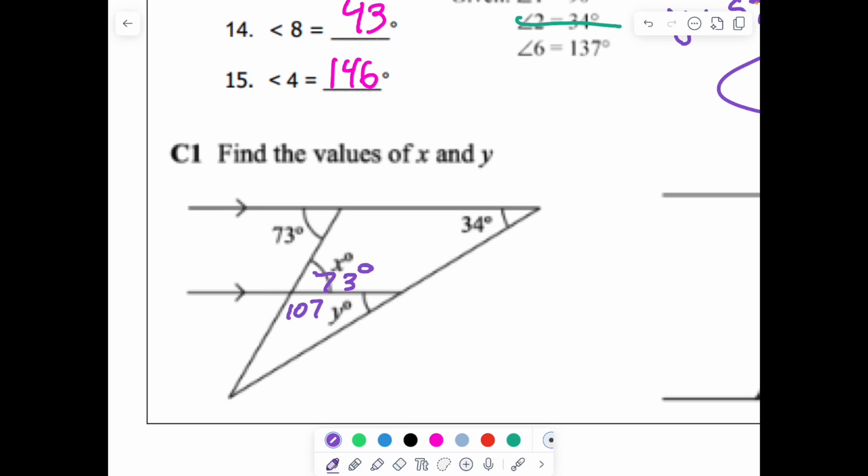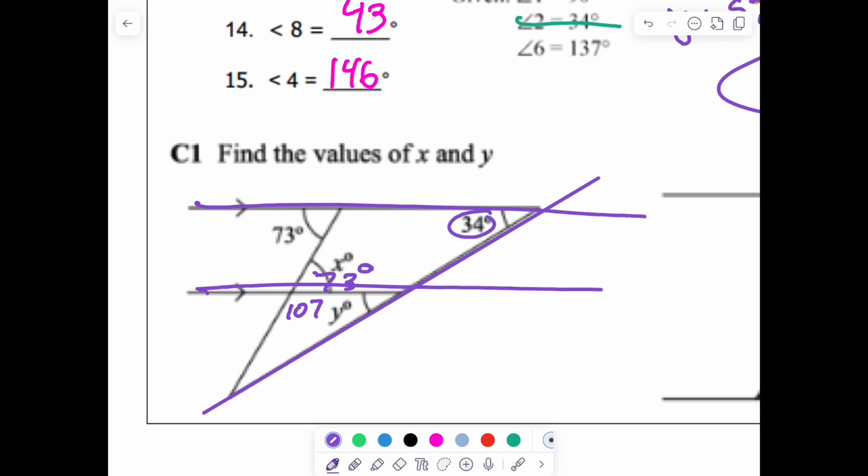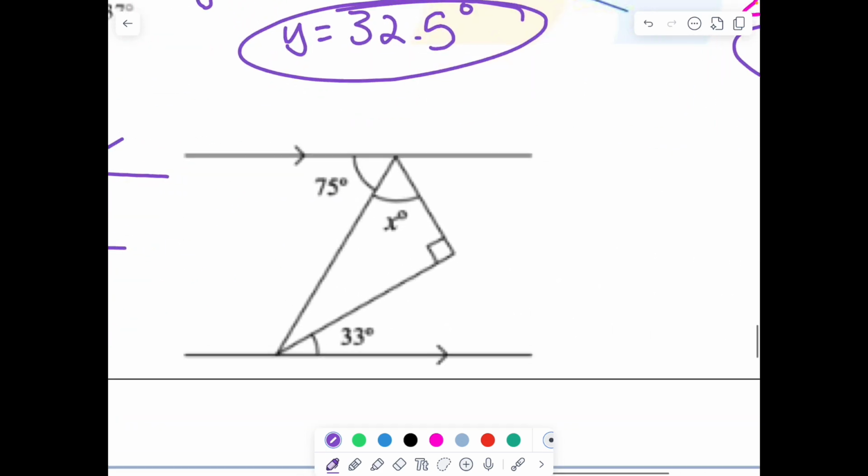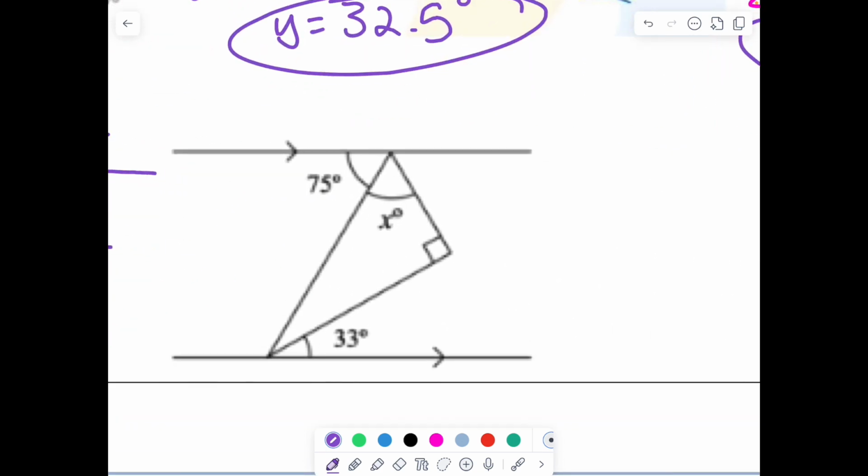Okay. And then, let's see, if we extend these parallel lines and use this as a transversal, I am noticing that these are corresponding angles. So that means that y is also 34. So x equals 73 and y equals 34. And then over here, let's see what we've got going on here.